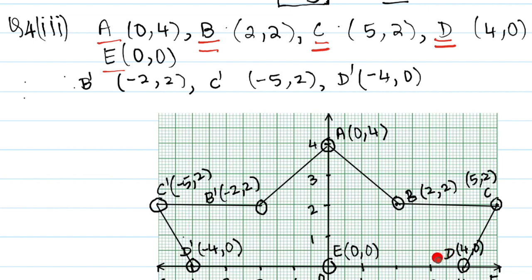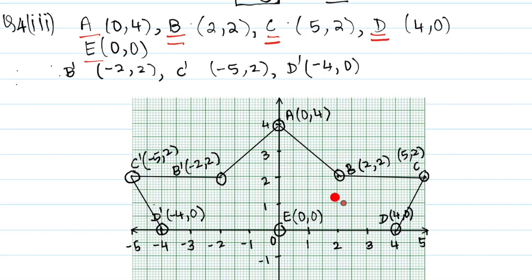So we first plot A 0, 4, that is here. B is 2, 2, that is here. C is 5, 2, that is here. And D is 4, 0, that is here. And E is 0, 0, that is here.